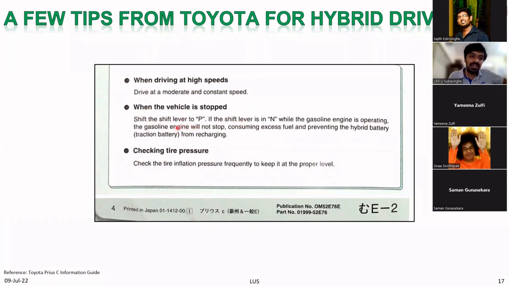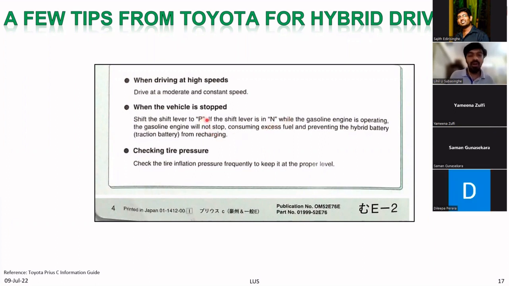And this one is for when the vehicle is stopped: shift to the P gear, not to N. I believe you know that when the gear is on N, or neutral, the engine cannot charge the battery pack. The engine might be turned on, but it will not charge the battery pack. The engine can charge the battery pack only in P position, R position, or D or B. So it's the parking position, reverse position, drive position, or the engine braking position. But when the gear is in N, the engine cannot charge the battery pack. Therefore, when the vehicle is stopped, you can keep it in D, or if required, you can push it to P, but not to N.